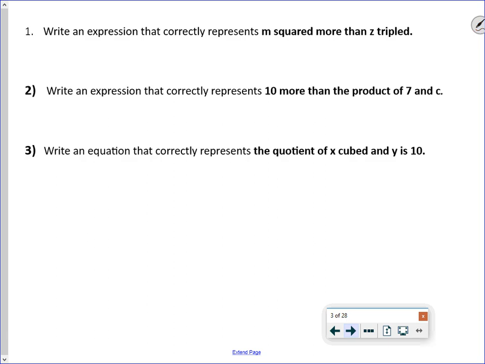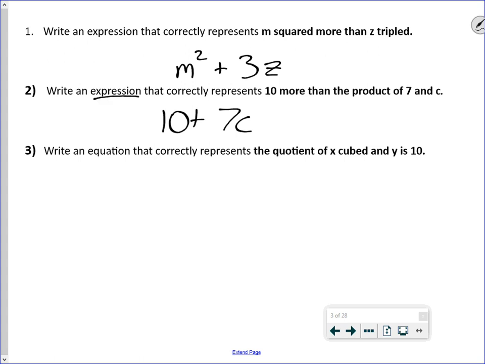Okay, so number 1, write an expression that correctly represents m squared more than z tripled. So write an expression that correctly represents 10 more than the product of 7 and c. And write, so these are expressions. This is an equation, so we know we're going to have an equal sign.